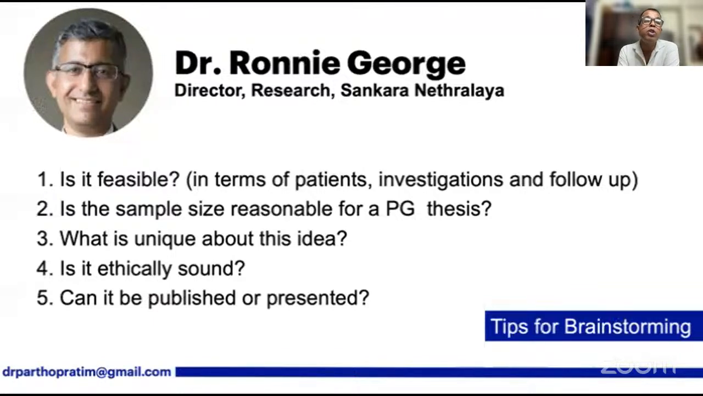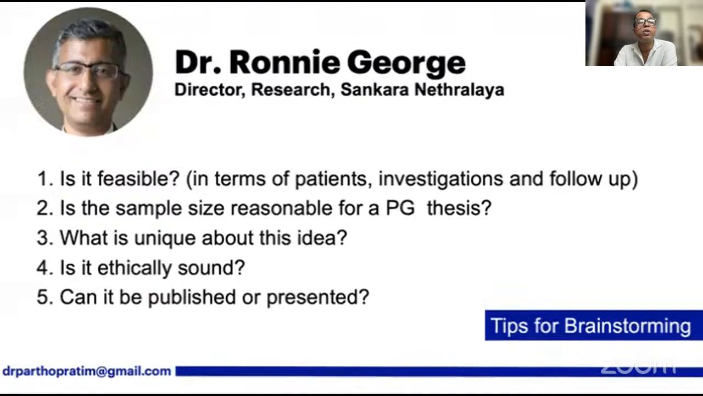And the fifth is most important: can it be published or presented? If you are doing a thesis as a postgraduate, you must understand that you should publish your work or at least present it in some major conferences like the All India Ophthalmology Society annual conference. You must be able to present that. So these are the questions you should answer.